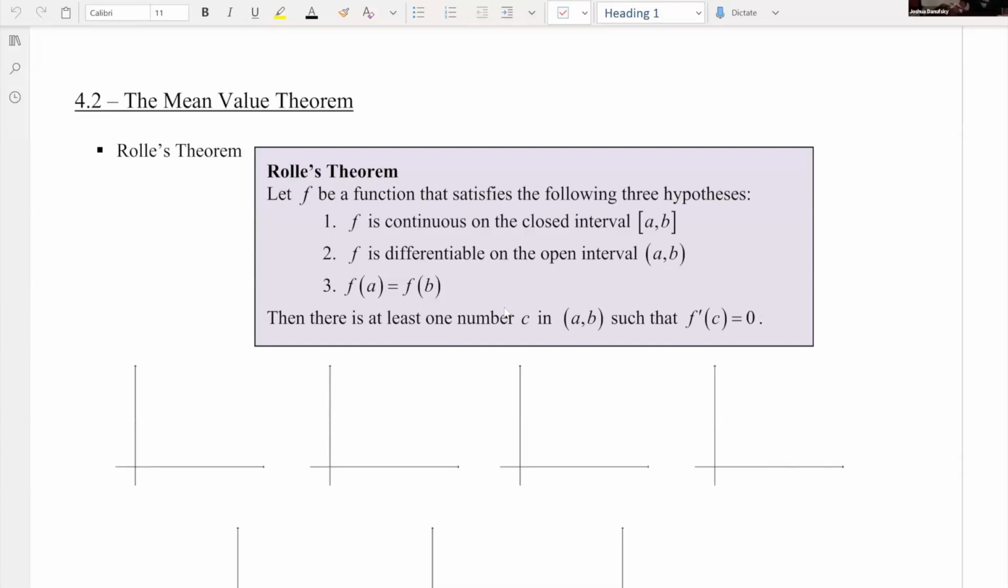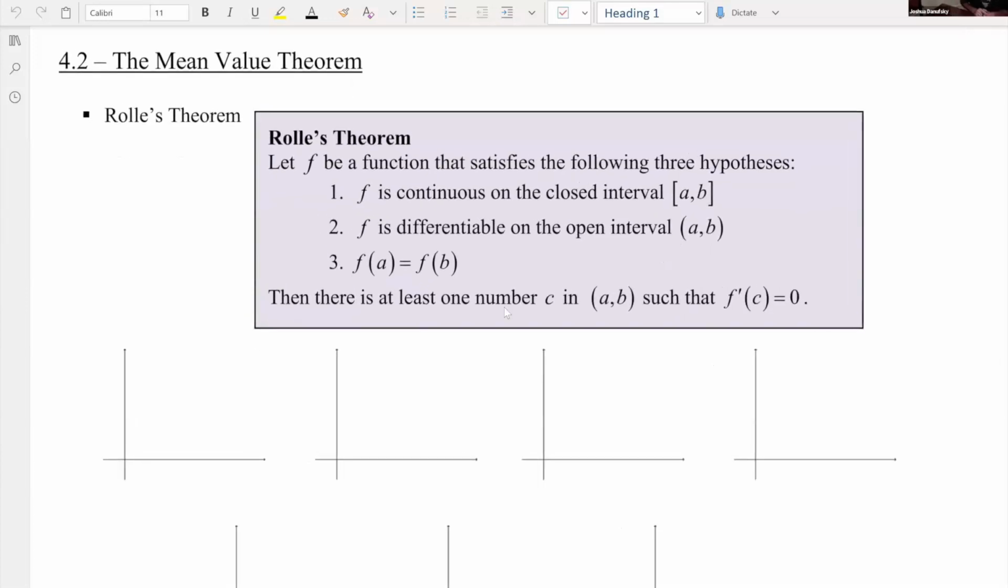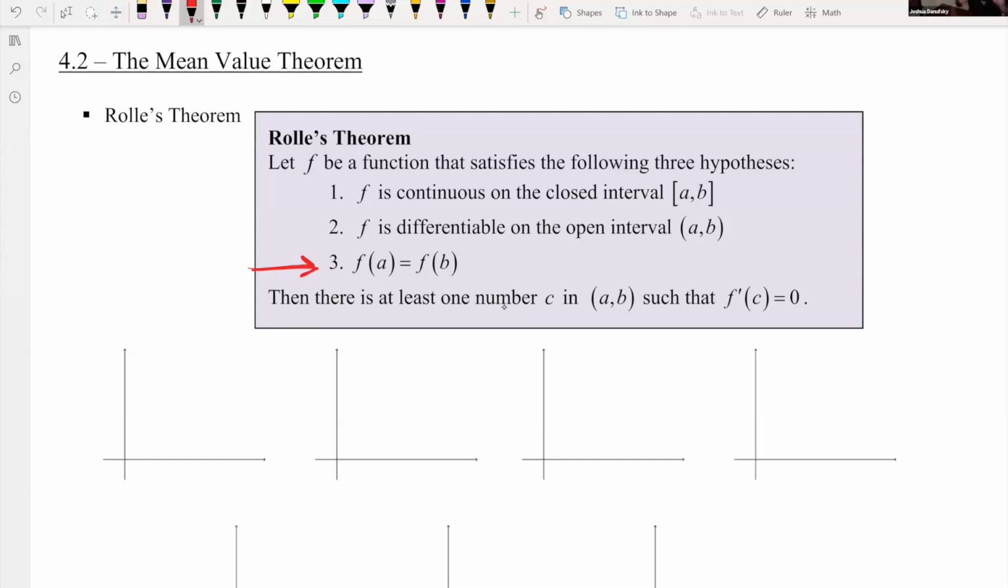But first, let's just understand what Rolle's theorem is saying. Then we'll do an example with Rolle's, and then we'll take a look at the mean value theorem. So Rolle's theorem says that if you have a function that is continuous on a closed interval, it's differentiable on the open interval, and the y values at the endpoints are the same, okay? And I'm going to draw this in a moment. If all three of these are true, then there's at least one number in that interval, which they're calling c, an x value that has to have a derivative at that value equaling 0.